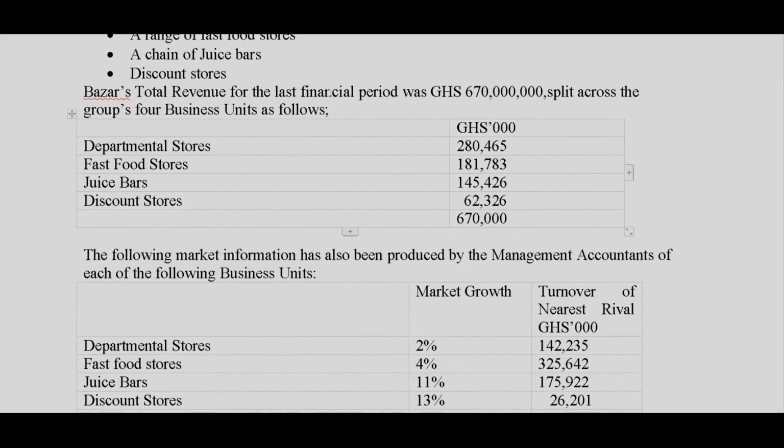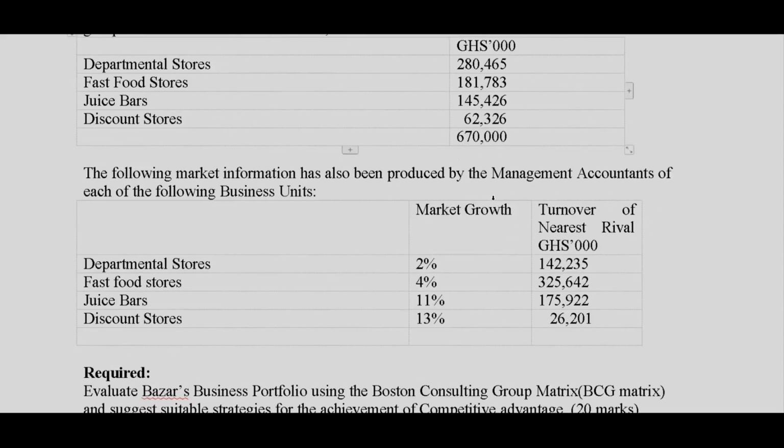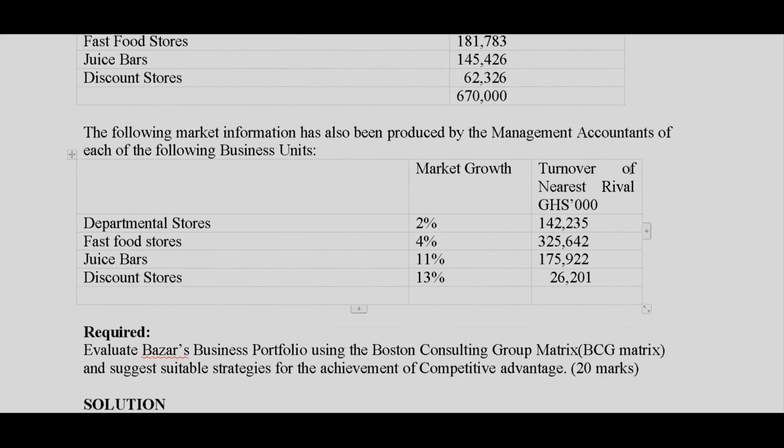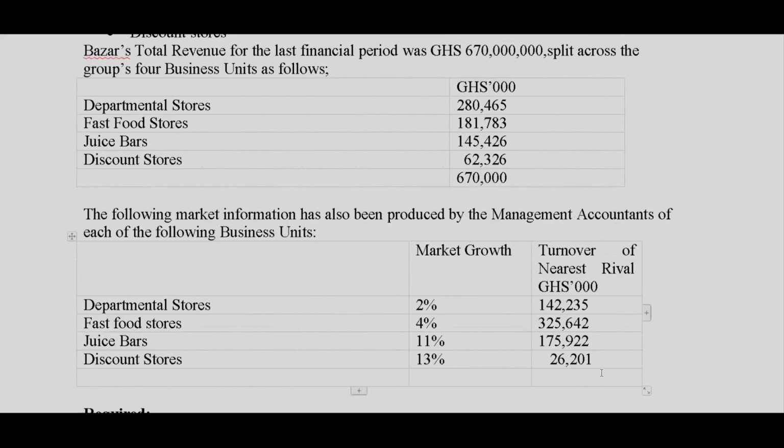Looking at this question, sector revenue has not been given. You remember, just like the first one. We weren't given sector revenue, but we got the total revenue from the last financial period, which was 670 million, split across the 4 business groups, which is the business's total revenue over the period, right? And then we have been given the nearest rival's revenue for each. So we have to look at which of them has high market growth, high market share, and the rest. And I taught you how to do this.